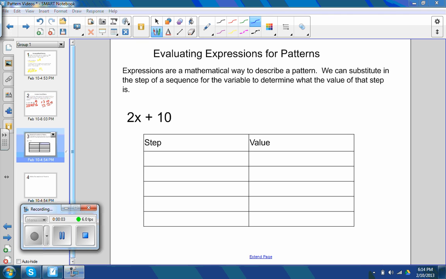The next step in our work with patterns involves evaluating expressions for patterns. Now, an expression is like a number sentence. It has a number, it has some kind of calculation, and it has a variable in it. Notice this is an expression, 2x plus 10, and it doesn't have an equal sign in it. You may be asked to evaluate an expression, and you're just trying to figure out how much it's worth. What's the total? What's the value?